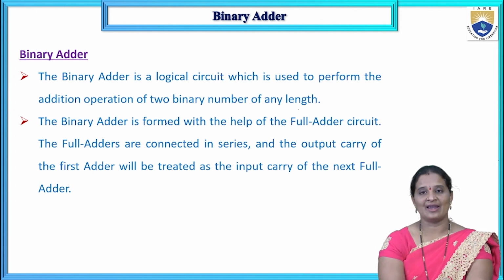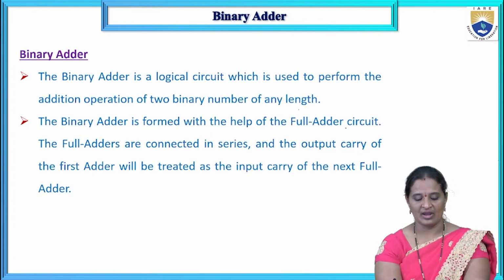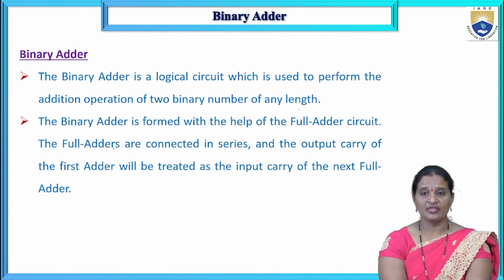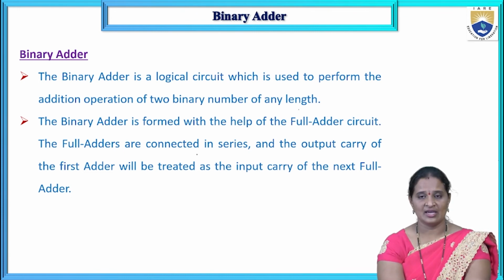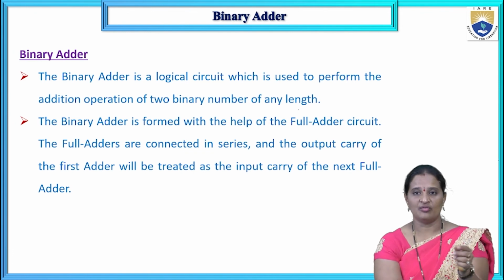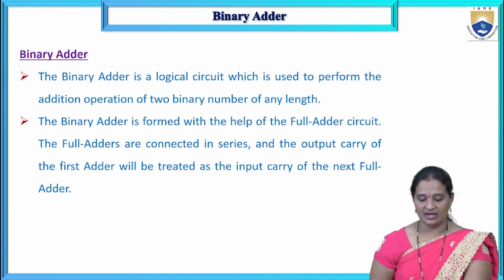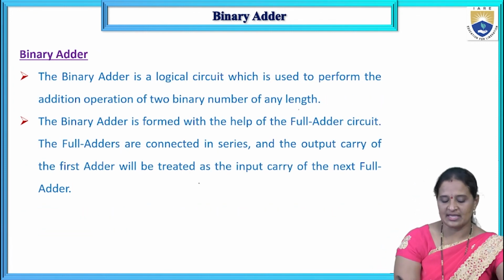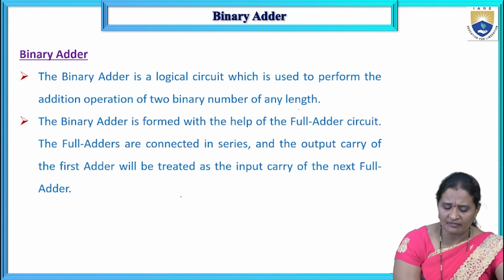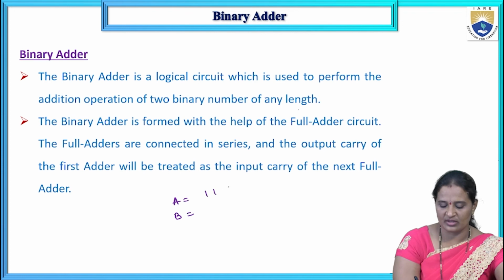So the binary adder is formed with the help of full adder circuits. The full adders are connected in series, and the output carry of the first adder will be treated as the input carry of the next full adder. Like that, we can implement. For example, let us take two binary numbers, 1101 and 1001.